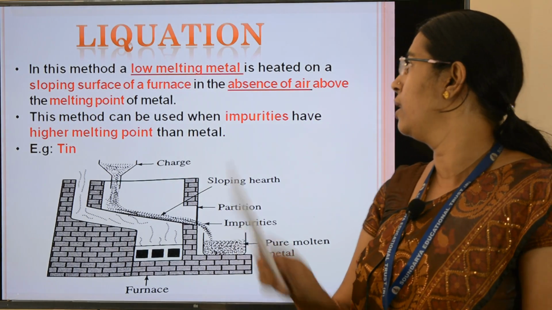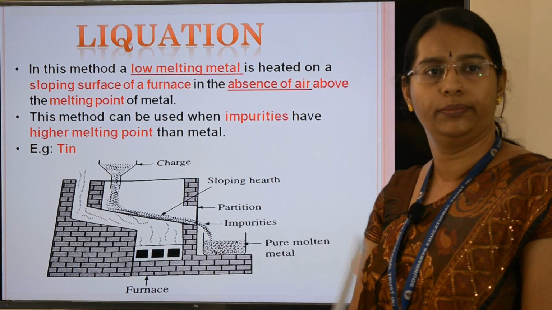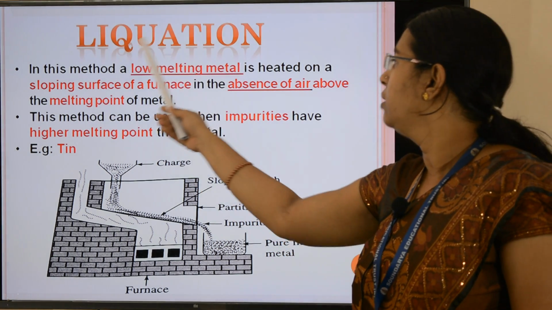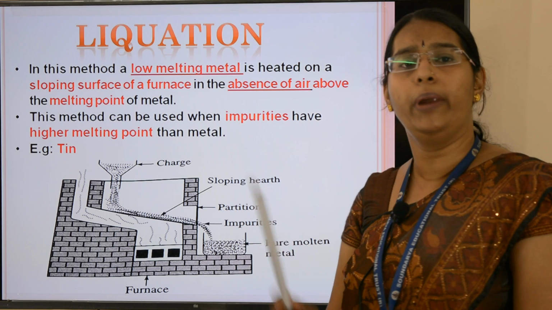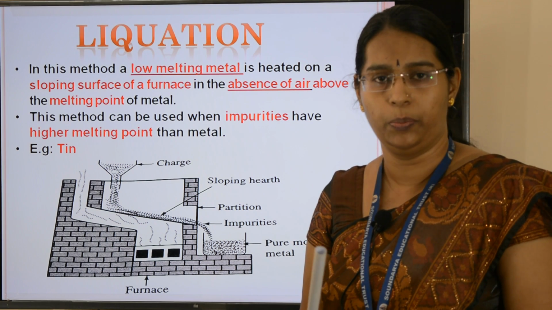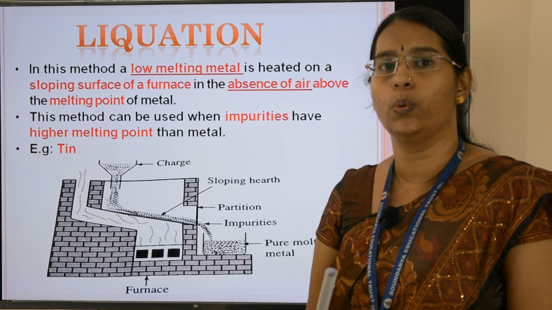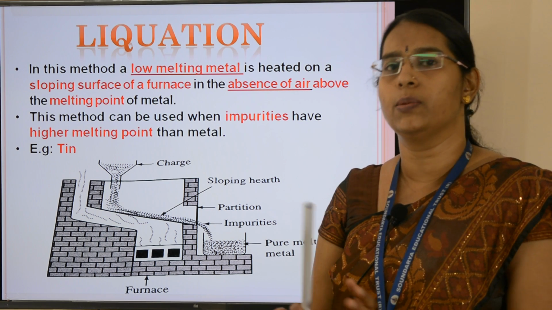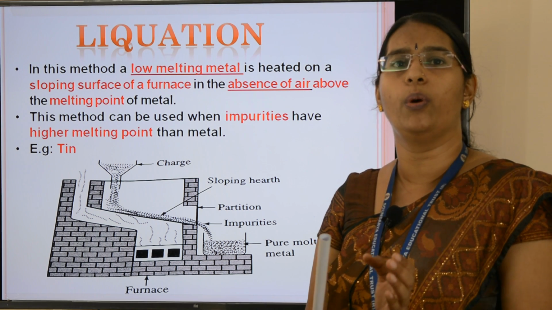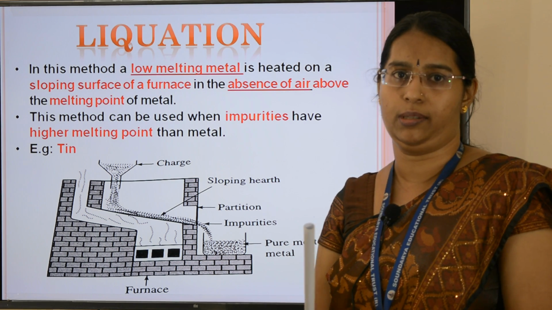Next technique is liquation method. This technique can be used where the metal is having the lower melting point when compared to its impurities. I repeat, this technique can be used to separate the metal as well as impurities when the metal is having lower melting point than its impurities.